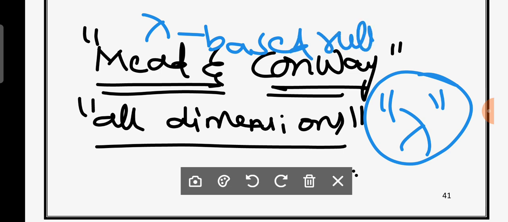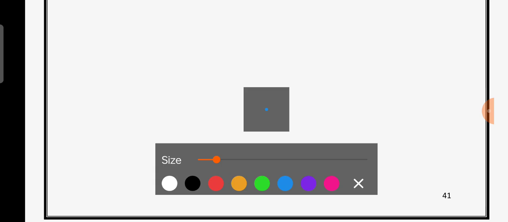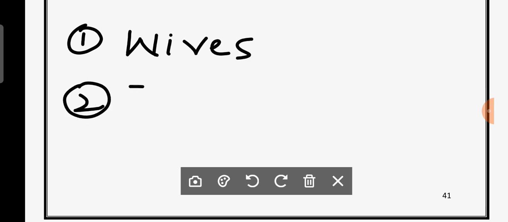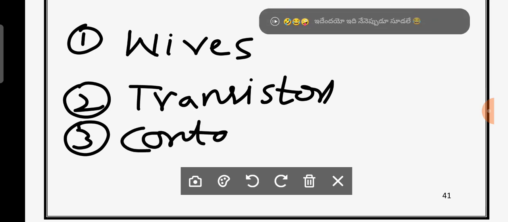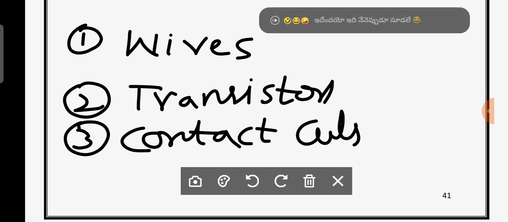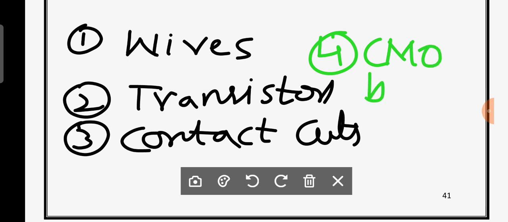Is it understood? Now let me explain how many types of design rules there are in lambda based. If you observe the first one, we are having the design rules for wires. Later we are having the design rules for transistors. Later we are having the design rules for contact cuts, that means contacts. You may also call them contact cuts. And special design rules are there for CMOS. We can call it CMOS based lambda design rules.